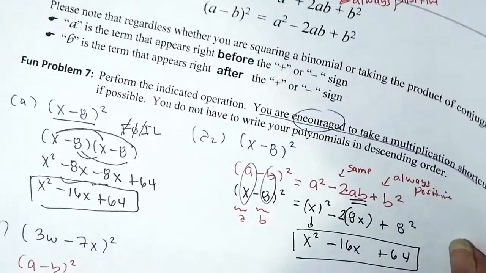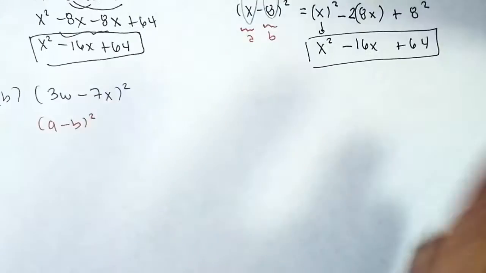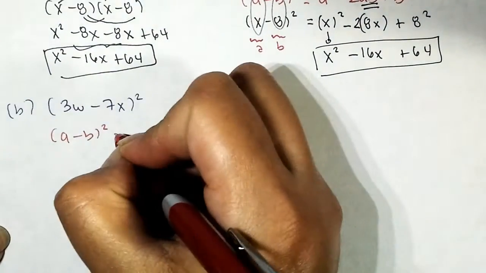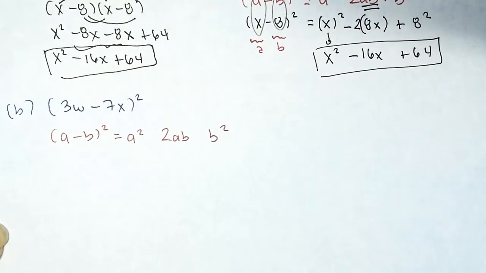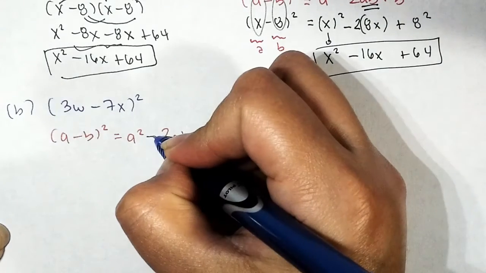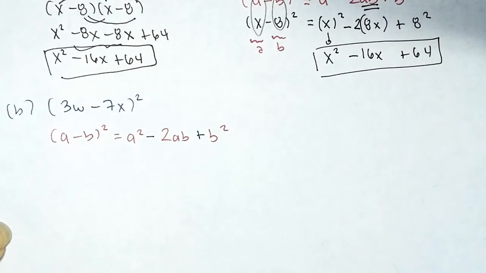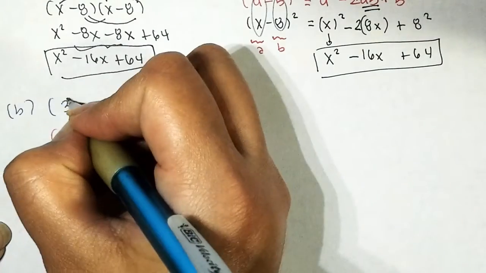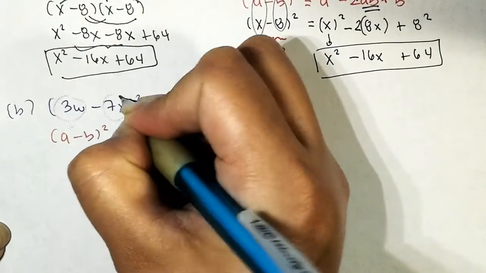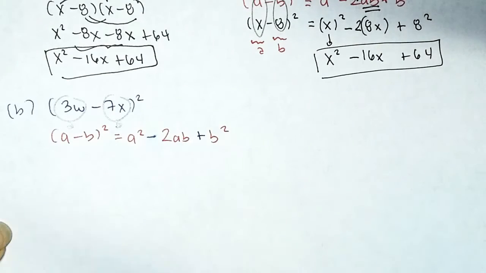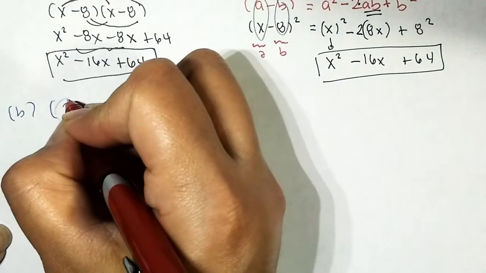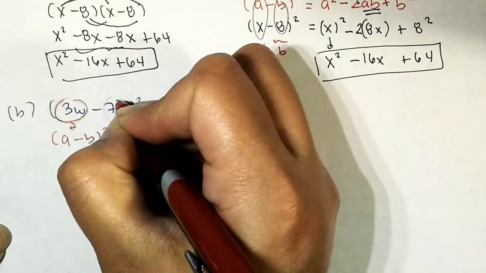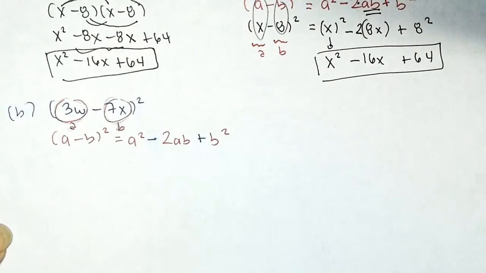If this is our question, then this is our answer. A squared, minus 2ab, plus b squared. For the signs, the last is always positive. Okay, so let's go ahead and identify our a and b. A is whatever you see before the operation, b is whatever you see after.